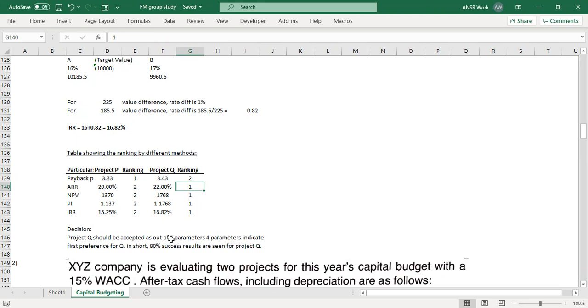So what I was trying to understand is for project P, in 5 years I have to achieve my initial investment, which is 10,000 rupees. I need a 15.25% interest rate to achieve my initial investment after 5 years. So that is IRR, correct? That is a good way of linking it. Yes, I think that's correct.